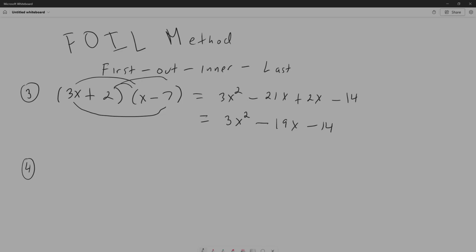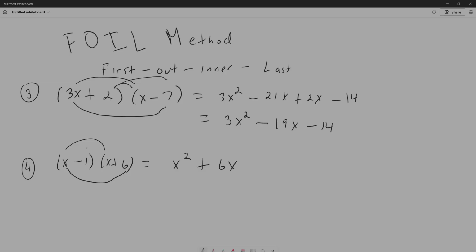Now we're going to do exercise number 4. It says x minus 1 times x plus 6. So we're going to do first, which is x times x, that's x squared. Now we're going to do outer, which is x times 6, that's plus 6x.